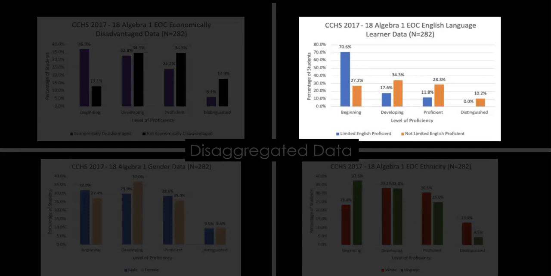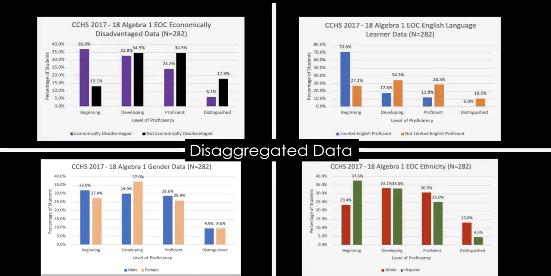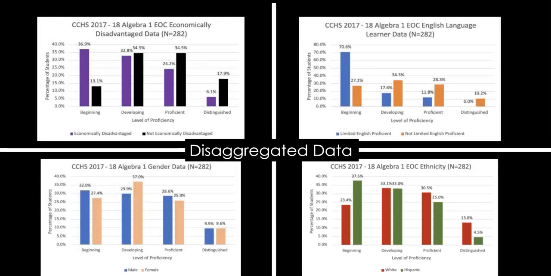The top right is going to be the English language learners. Bottom left is going to be the gender. And then the bottom right is going to be ethnicity. Here we drop back down to white and Hispanic. There are no multiracial students in this reporting. For this particular year, there was a total of 282 students who took the Algebra 1 EOC.